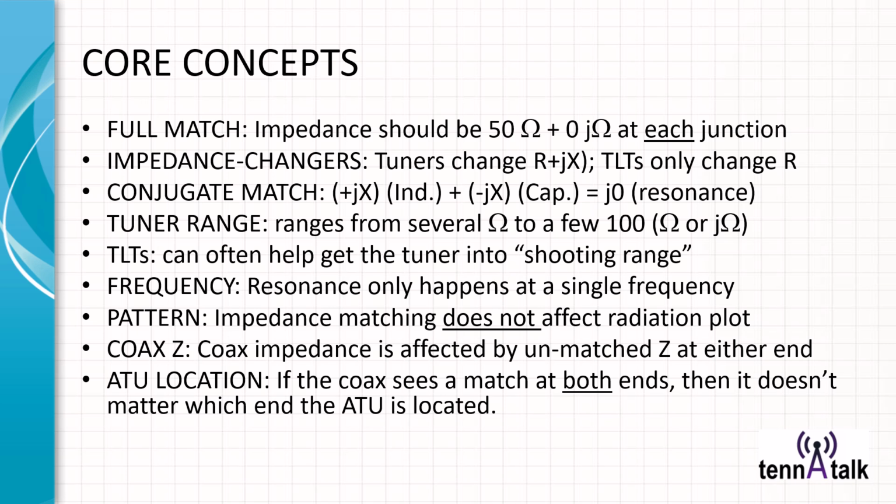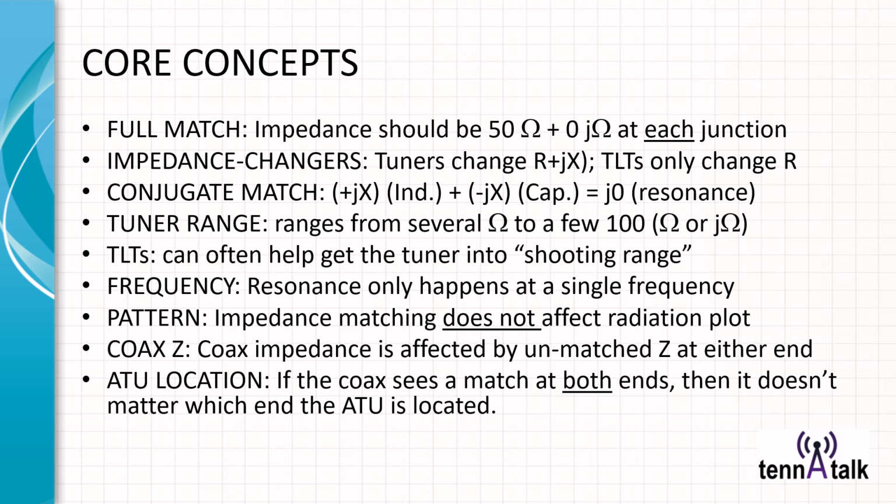A couple other core concepts: a full match is when the impedance is 50 ohms and j0 at each junction of your antenna system. You can use impedance changers. Tuners, for example, would change both the R and the jX value, but transmission line transformers like ununs and baluns only change the resistance value, not the reactance.